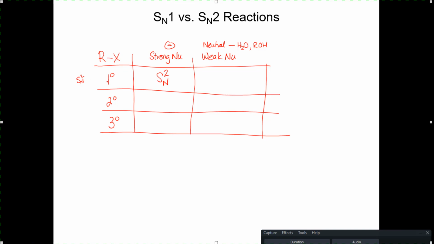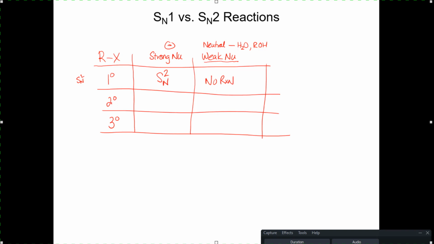What about a primary halide with a weak nucleophile? What did I say about weak nucleophiles just a few minutes ago? Weak nucleophiles can only undergo what kind of reaction? If you said SN1, you're correct. So a weak nucleophile can only react with something that forms a carbocation. Can a primary system form a carbocation? Oh, absolutely not. So what happens? We get no reaction. So primary plus a weak nucleophile is no reaction.